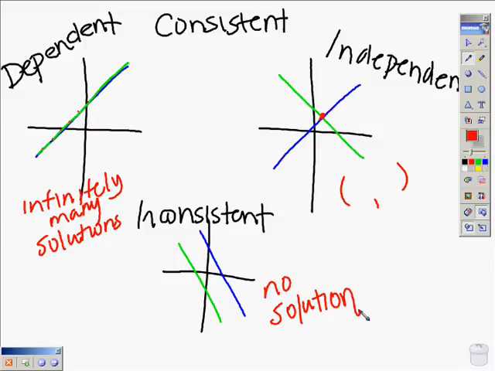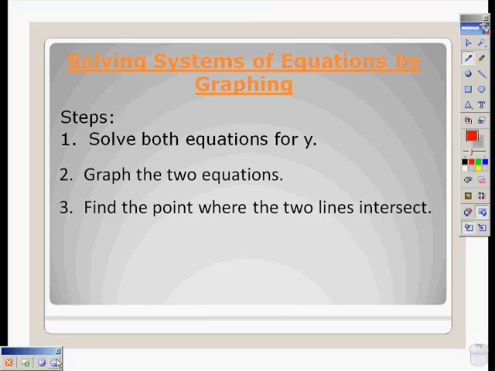All right. So those are the big ideas that we're going to be using all chapter. Okay? Now we're going to move into the first way to solve a system of equations. Okay? We're going to talk today about solving a system of equations by graphing. Consistent is dependent and independent are two types of consistent.